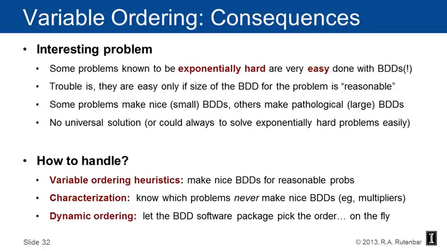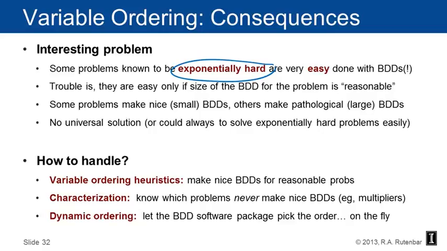So I'm just sort of writing this down here. It's a really interesting problem. Some problems that are known to be exponentially hard are very easy on a BDD. So that's pretty amazing. The problem is that you can't solve every instance of those problems. The trouble is they're easy only if the size of the BDD for the problem is reasonable.